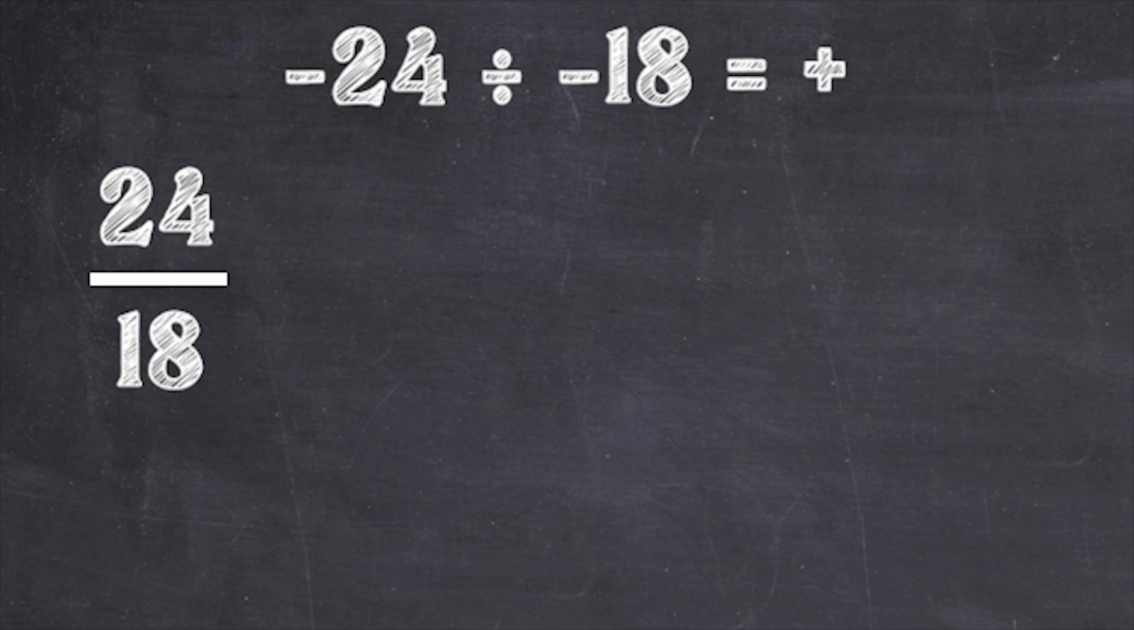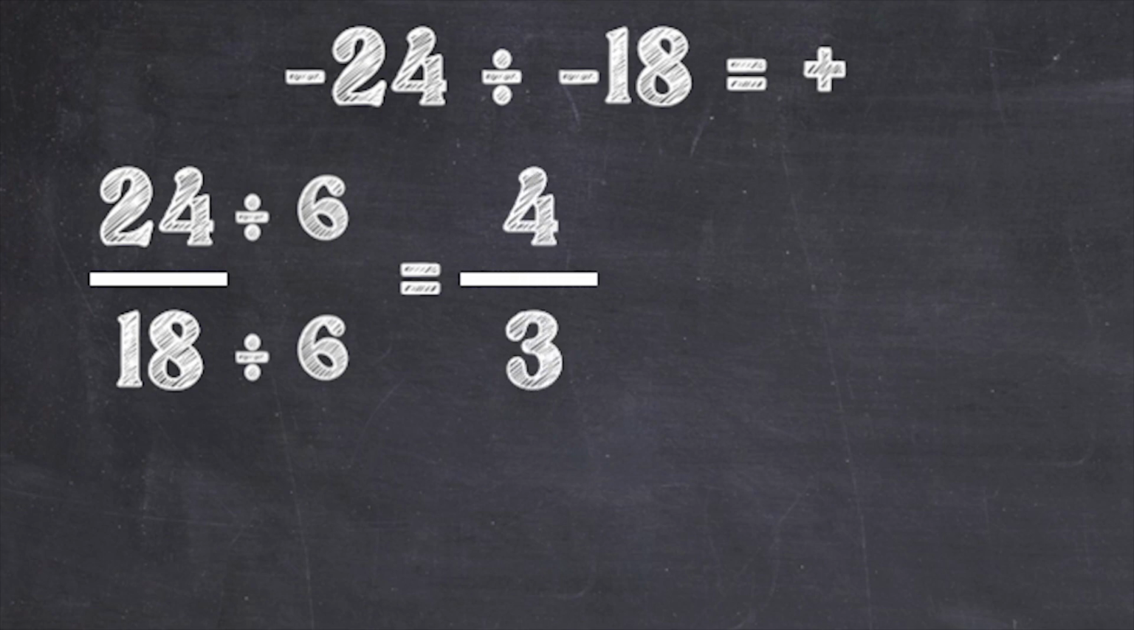To reduce a fraction, remember, we need to think of the greatest common factor of 24 and 18, which is 6. We can now divide 6 on both the top and bottom of our fraction, which gives us a reduced fraction, 4/3.